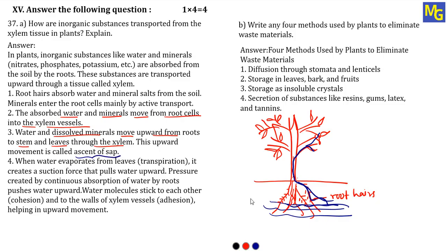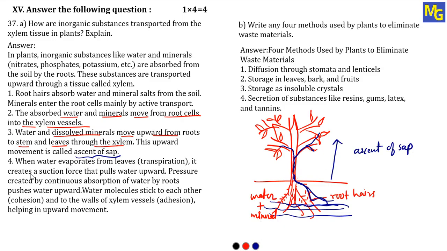Remember, water is present in the soil. Even minerals are present in this water. And this water and minerals are moving upward in the stem. So see, the water will be moved upward in the stem to supply all the minerals to leaves, fruits, flowers, etc. And this movement of water and minerals in the upward direction is called ascent of sap. Remember this, very important.